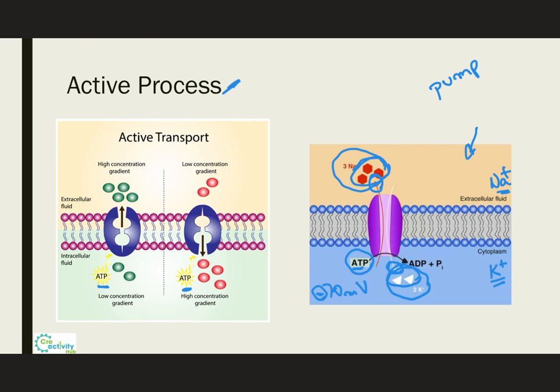This process is so important for nerve cells that it accounts for the majority of their ATP usage. There might be other protein carriers, but notice how there's always going to be ATP involved because they're always going from a lower concentration to a higher concentration. So it's going against the concentration gradient.